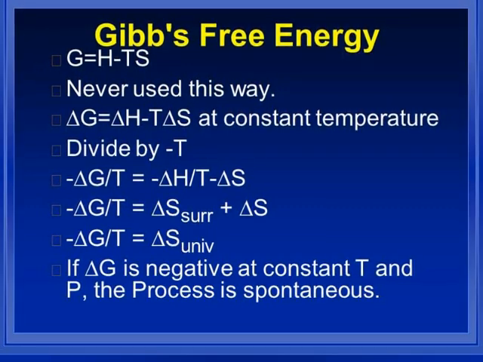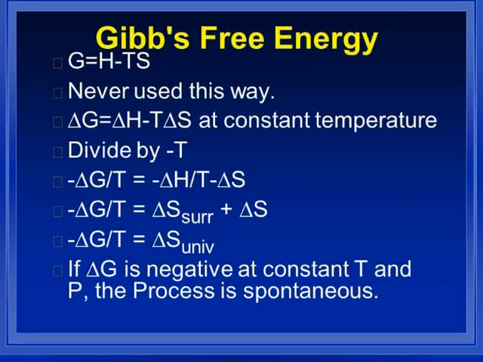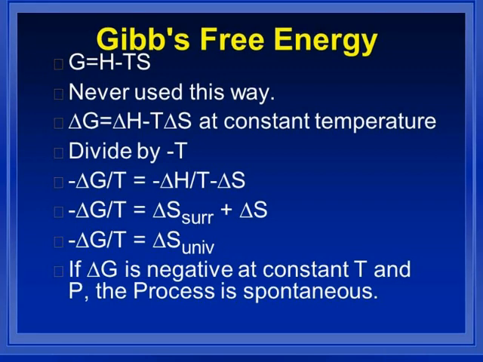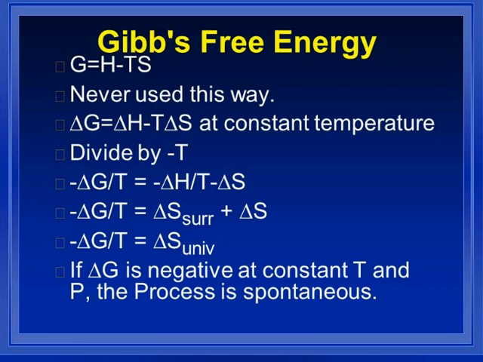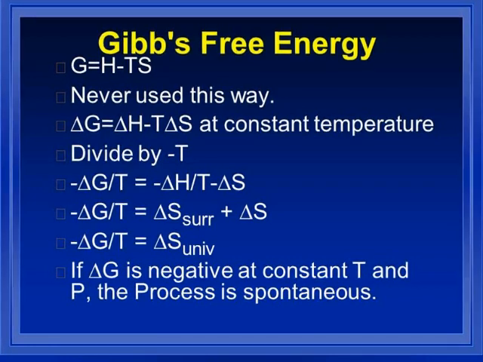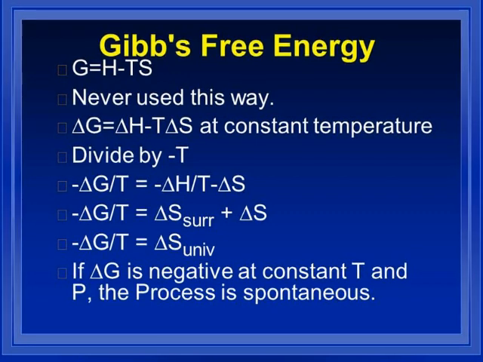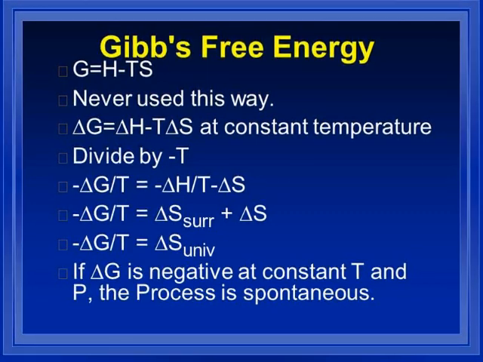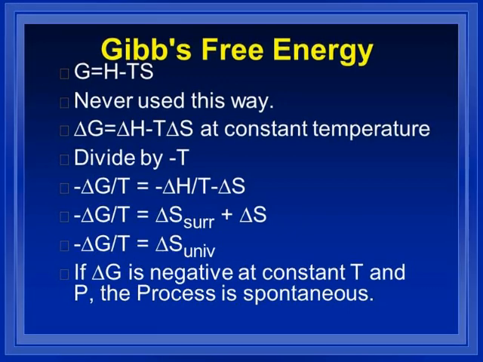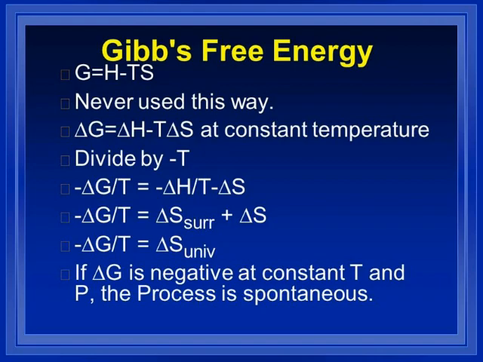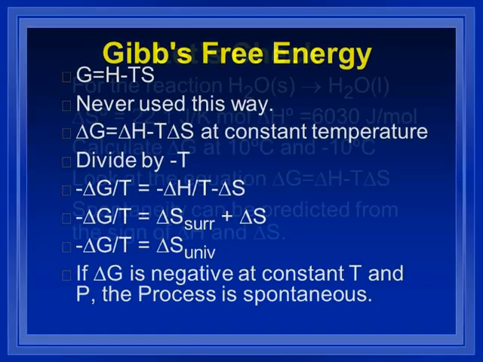So if delta G is negative, at a constant temperature and pressure, the process will be spontaneous. If delta G is positive, that means it's negative of positive. It's negative delta S of the universe. That doesn't work. That can't be a spontaneous change. So we're always wanting the Gibbs free energy to be negative, no matter what the temperature is, no matter what the enthalpy is, no matter what the change in entropy is of the system. As long as the Gibbs free energy change, delta G, is negative, the process will be spontaneous.